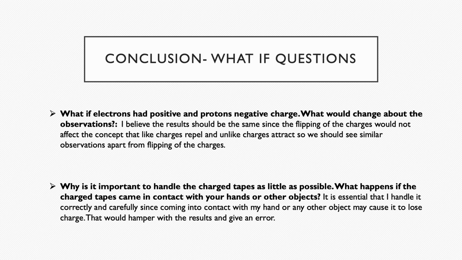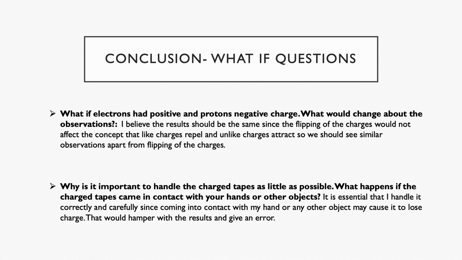So the conclusion, what if questions. What if the electron had a positive and protons a negative charge? What would change about the observations? I believe the results would be the same, since flipping of the charges would not affect the concept that like charges repel and unlike charges attract, so we should see similar observations apart from the flipping of the charges.